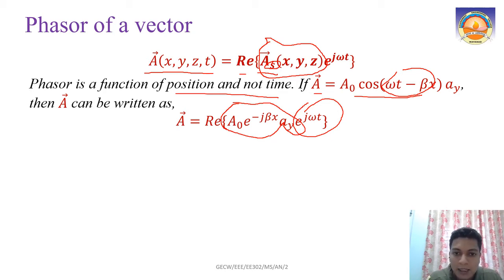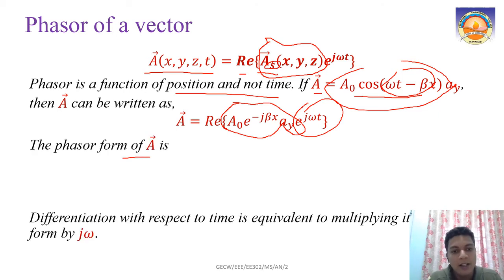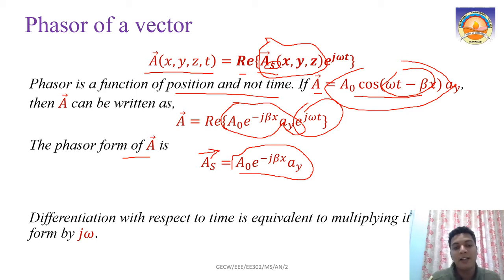So that part's real part only will be a0 cos omega t minus beta x. That is what is represented here. That is how we get the phasor form. So the phasor form of vector a is equal to a0 e raised to minus j beta x ay. Note that as is not a scalar, it is a vector, the phasor form of vector a. We don't need the e raised to j omega t part. Anyhow, it is going to be periodical, harmonic, or sinusoidal. So that is not needed.